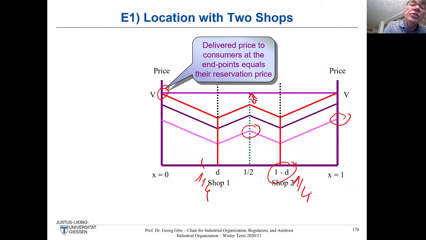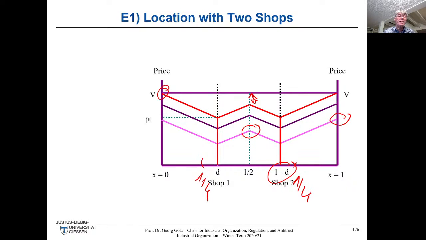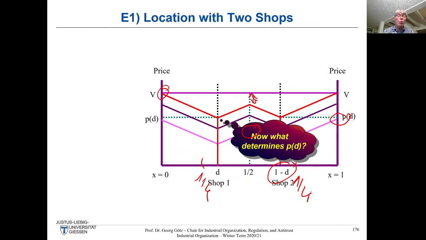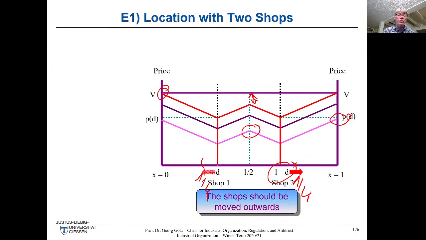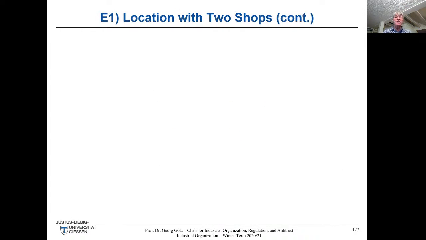We leave a lot of consumer surplus here to the consumer located in the center. Okay? And again, we get some PD here, again, our price. Again, the question is, what determines PD? That's what we are going to do on the next slide. And again, what we see already here is if we move outside, if we move up here, for instance, we could increase our price here, okay? And that's what we show in the next slide.